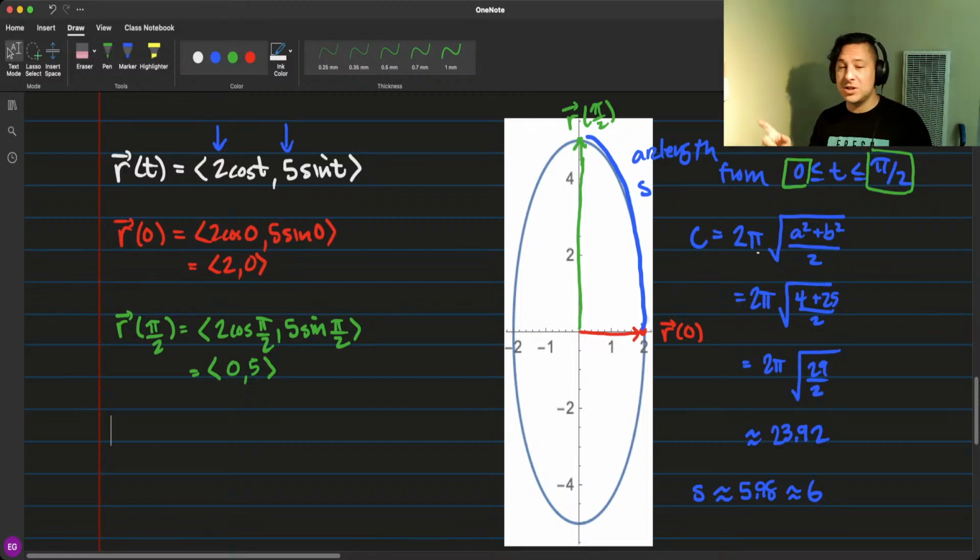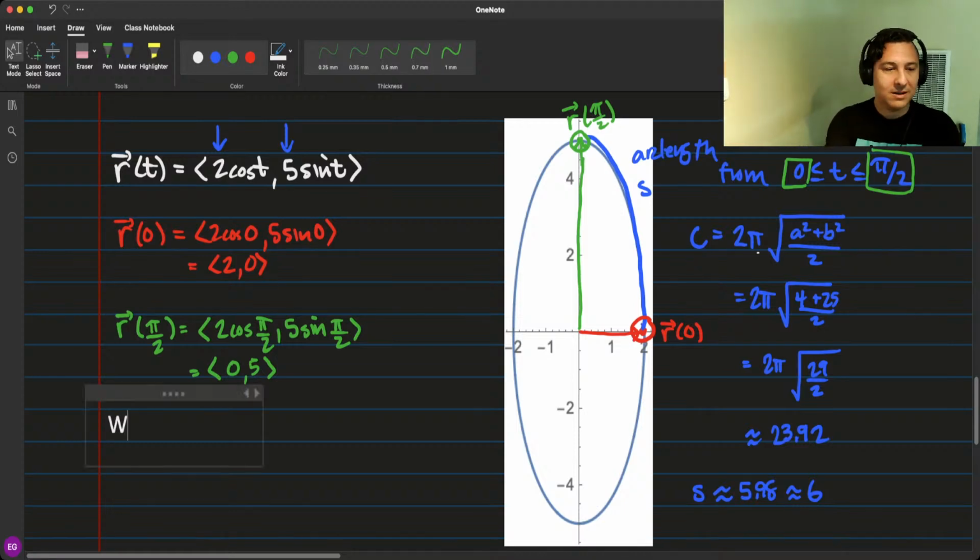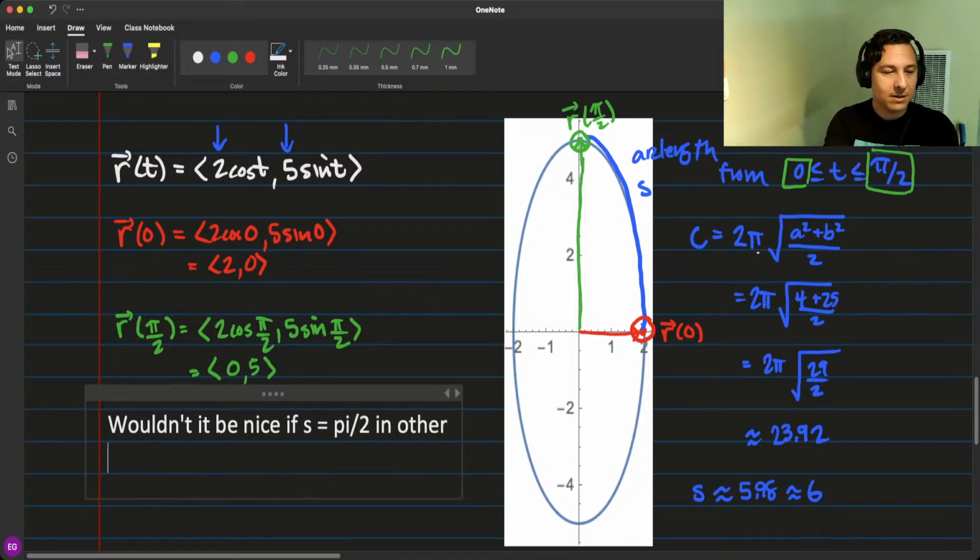But I'm saying, in our parameterization, we started off at t equals 0. T equals 0 is right here. And then we ended at t equals pi over 2. Wouldn't it be really nice if the arc length was pi over 2? If you start off at 0 and end at pi over 2, wouldn't it be nice if that pi over 2 was how far you actually traveled? Wouldn't it be nice if s was equal to pi over 2, in other words, equal to t1 minus t0.